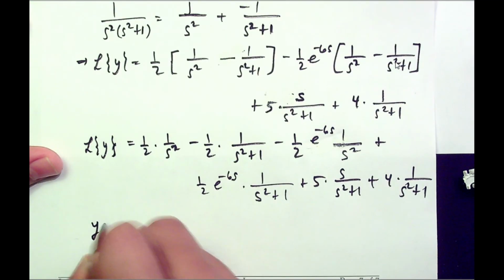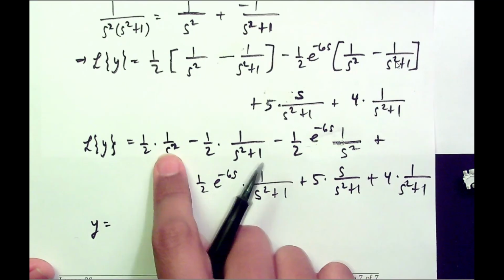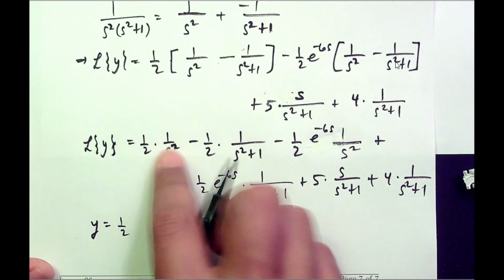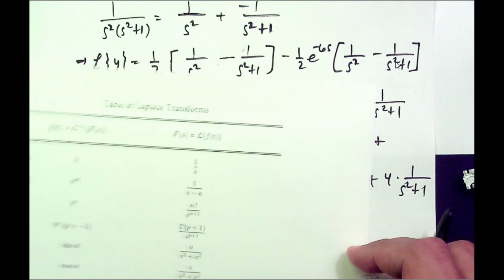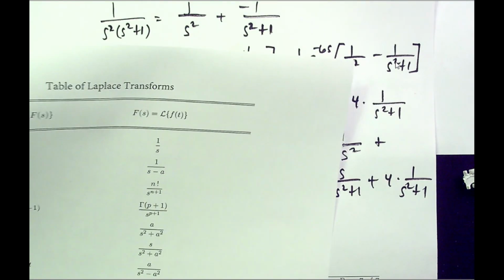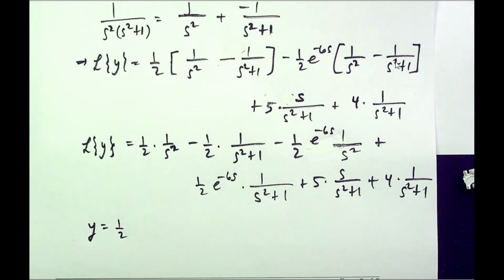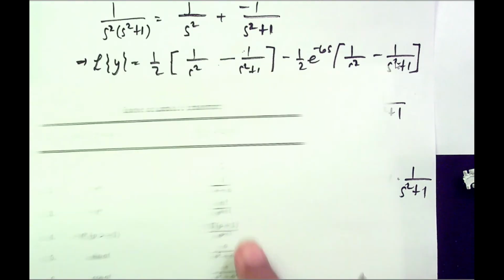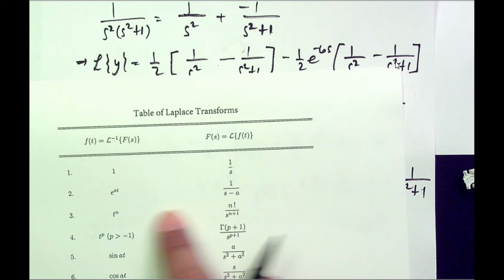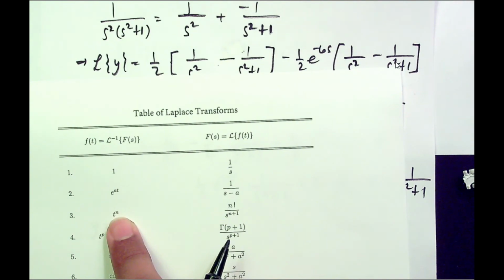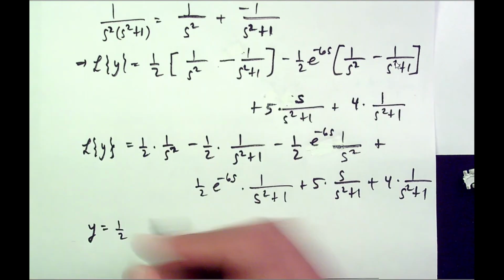So y is going to be 1/2 this thing inverted. 1 over s squared inverted. That one is this one, where n equals 1. 1 over s squared is this one where n equals 1. So when you invert it, you get t to the 1, because n equals 1, for just t. So that's t.